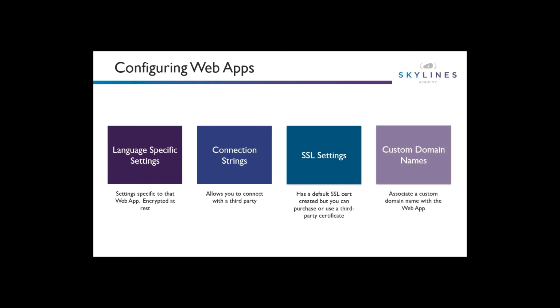And by default, your web apps will have a public name under the azurewebsites.net domain. You also have that option to create a custom domain name as part of your website.